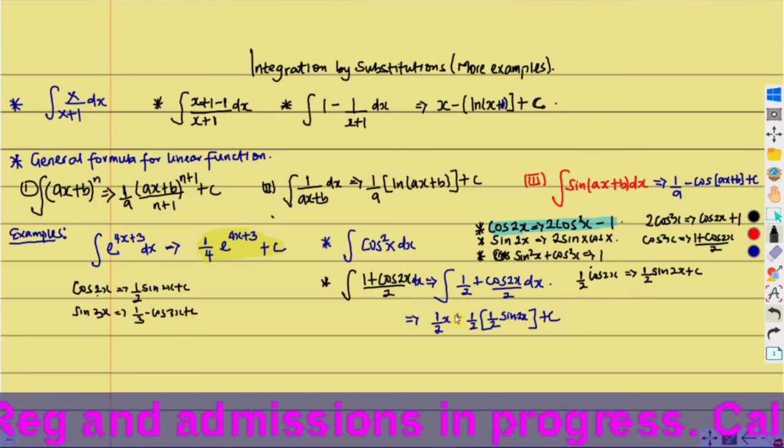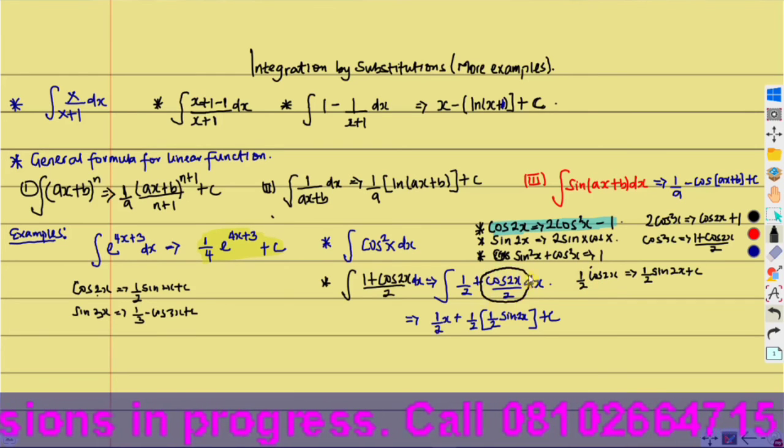1 over 2 will give me 1 over 2x. Students should get this. So there is 1 over 2 here. That is why I'm writing this expression as 1 over 2 cos 2x. I'm taking my time because I don't want issues. So 1 over 2 will be outside here. Then taking the other one, you can see this.